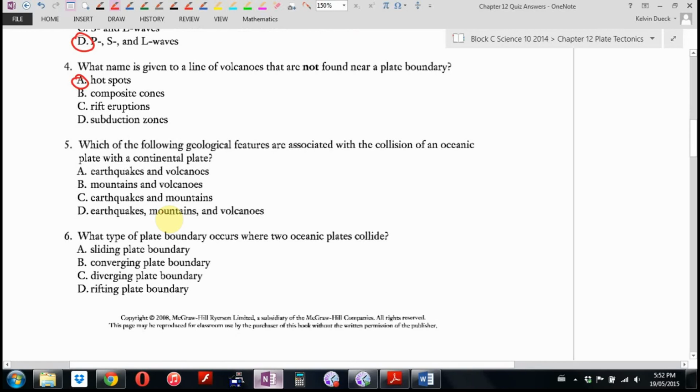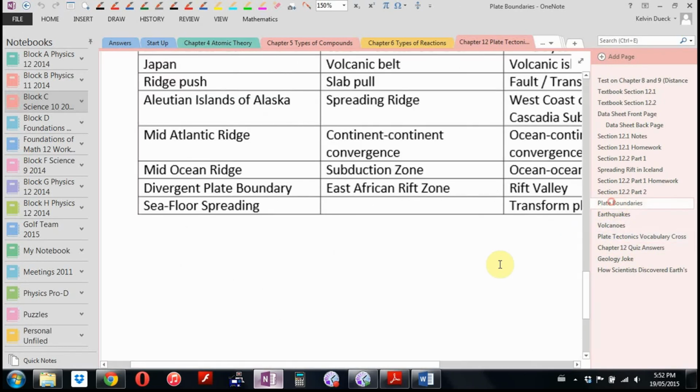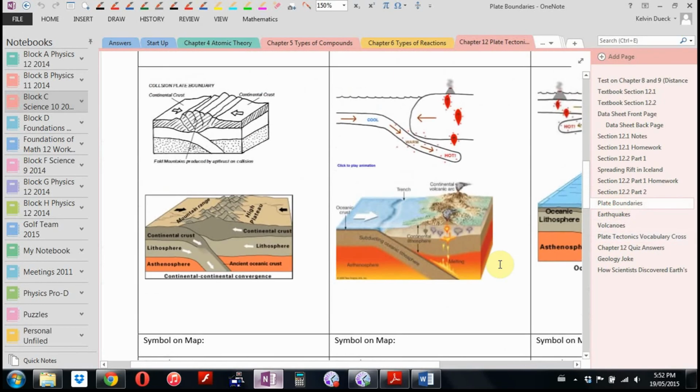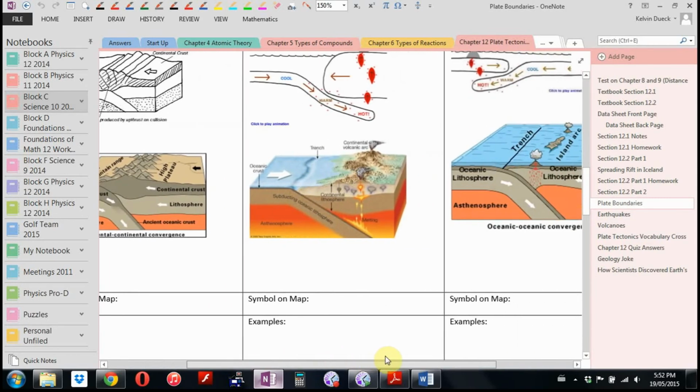Which of the following geological features is associated with the collision of an oceanic plate? Okay, so we have a continental plate and an oceanic plate. Well, what we're talking about there then is plate boundaries. Here's continental, oh, here we go. Continental, oceanic. So here's some of the features that we're talking about here.